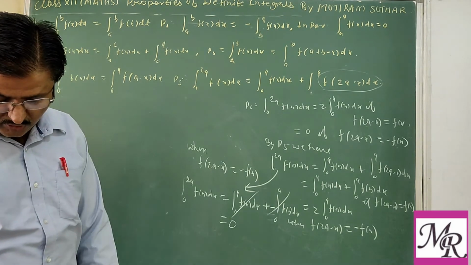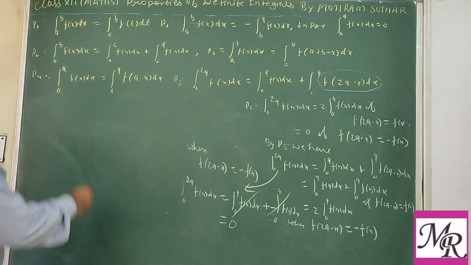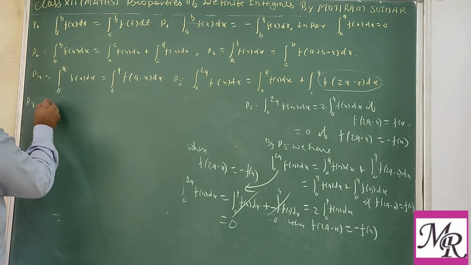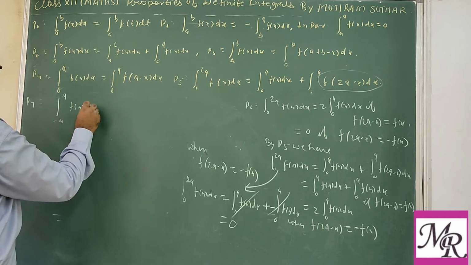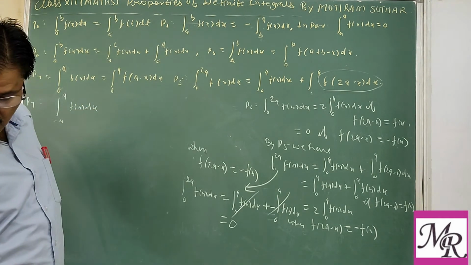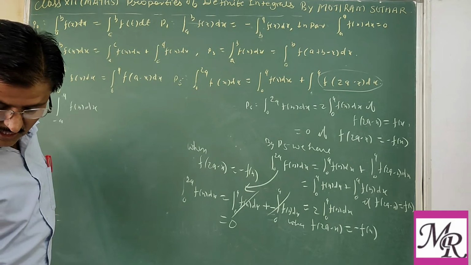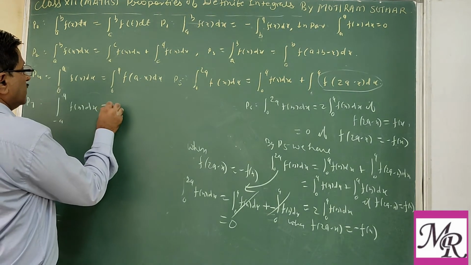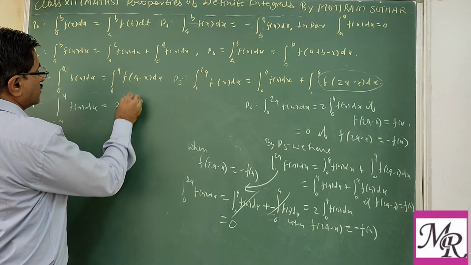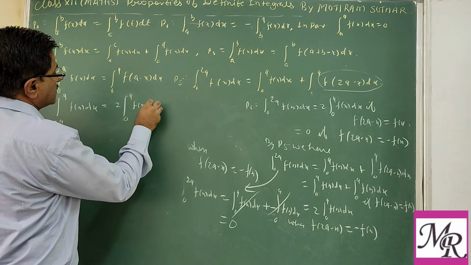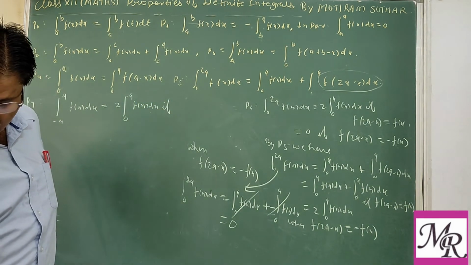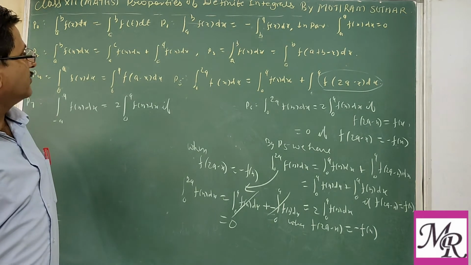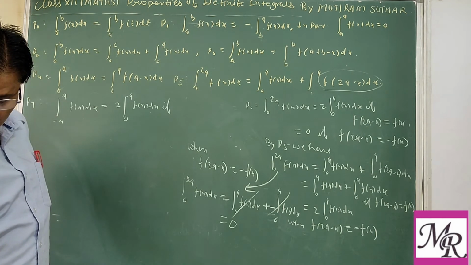So now one more property, P7, that is the integral from minus a to a of f(x) dx. This is also mostly used. The integral from minus a to plus a of f(x) dx is equal to twice the integral from 0 to a of f(x) dx, if f is an even function. This is also a property of the definite integral.